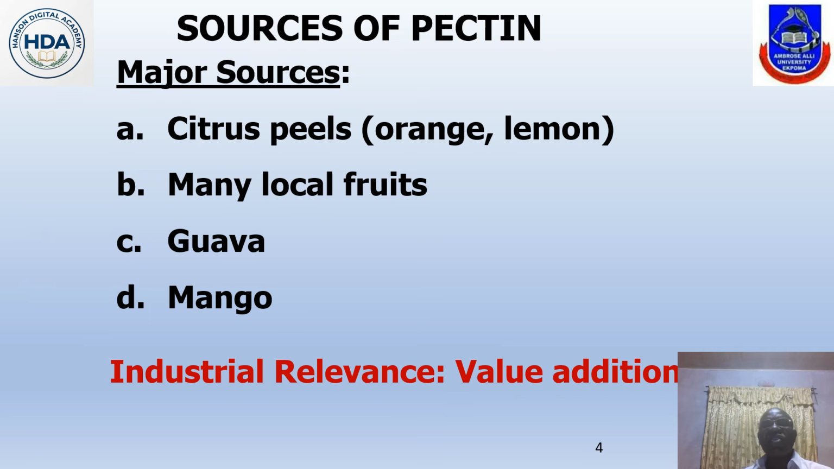What are the sources of pectin? The major sources include citrus peels, that's peel of fruits. Many local fruits have them, of course, including guava and mango. Their industrial importance is the value addition they render to food products.